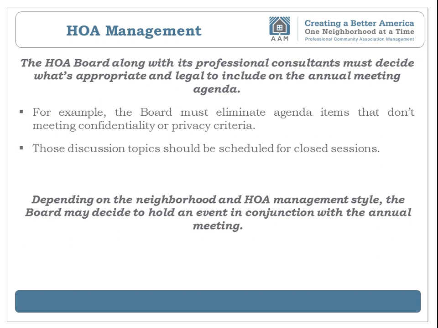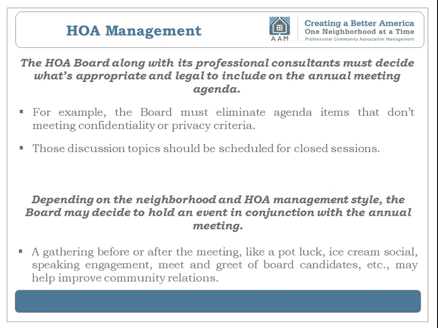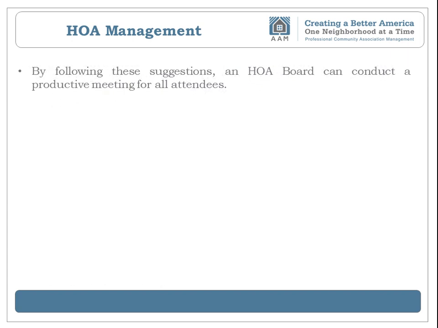Depending on the neighborhood and HOA management style, the board may decide to hold an event in conjunction with the annual meeting. A gathering before or after the meeting, like a potluck, ice cream social, speaking engagement, meet and greet of board candidates, etc., may help improve community relations. By following these suggestions, an HOA board can conduct a productive meeting for all attendees.